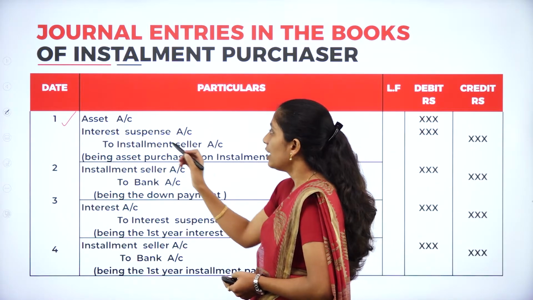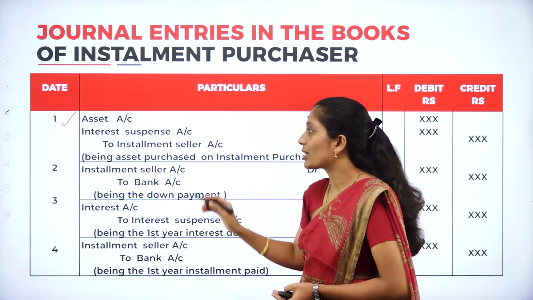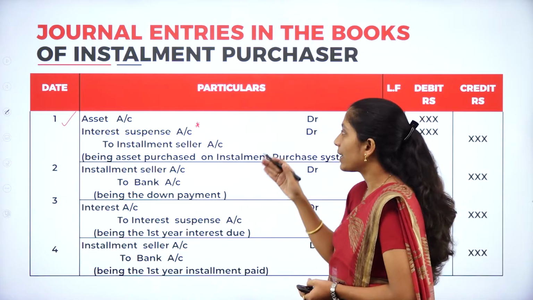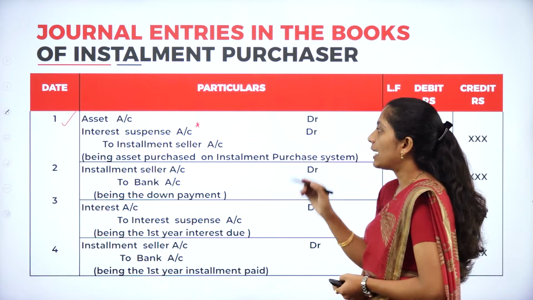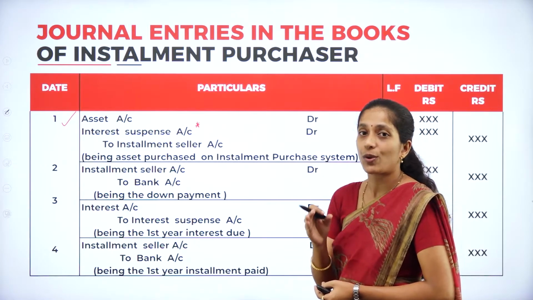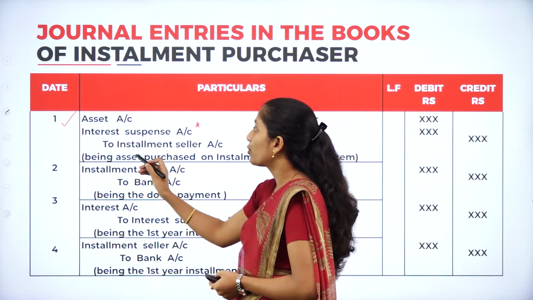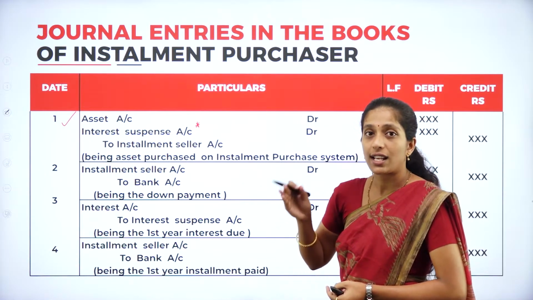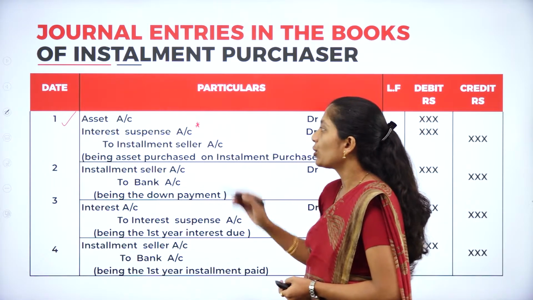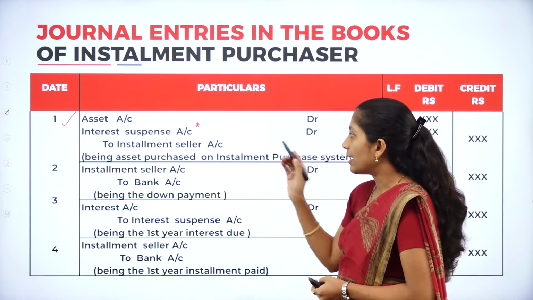Asset account debit, interest suspense account debit, to installment seller account. This is a new account that has to be prepared here. Whereas in the hire purchase system, what was the entry? Asset account debit to hire seller account. Whereas here, asset account debit, interest suspense account debit, to installment seller account.